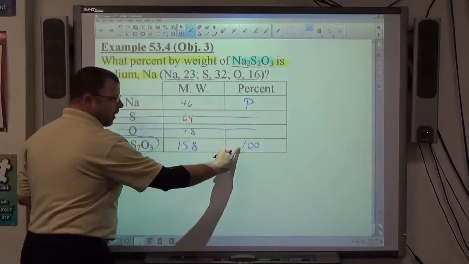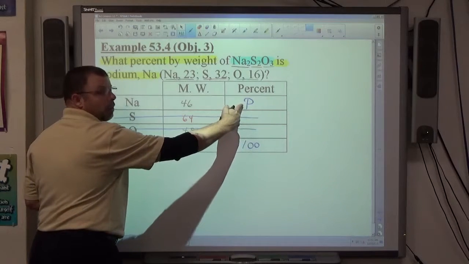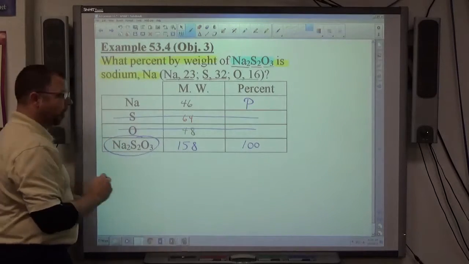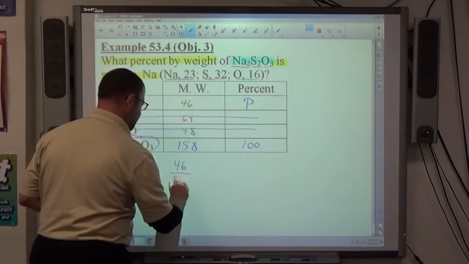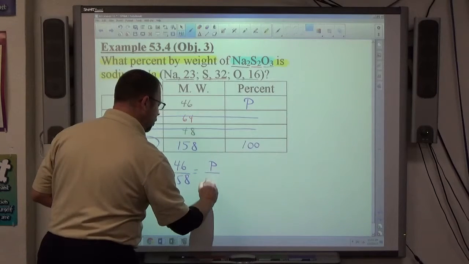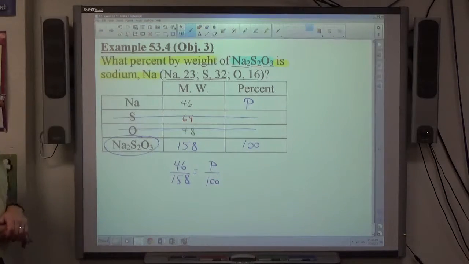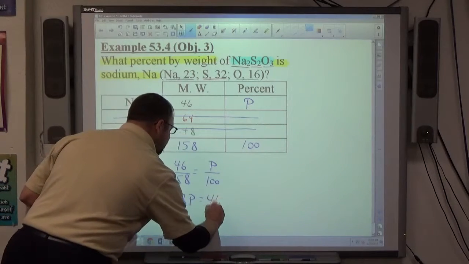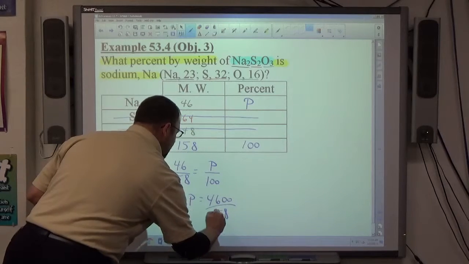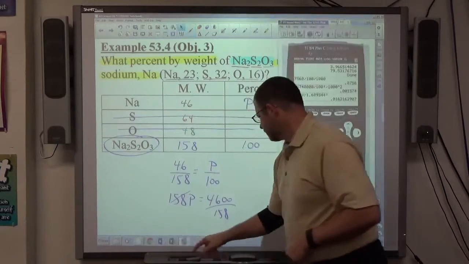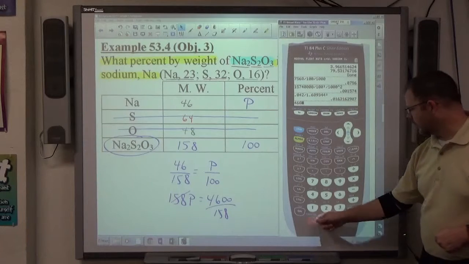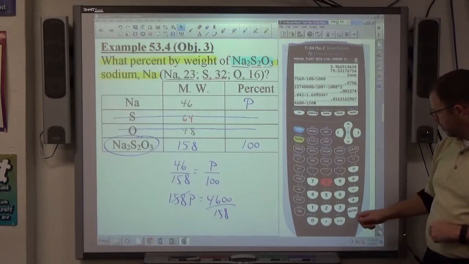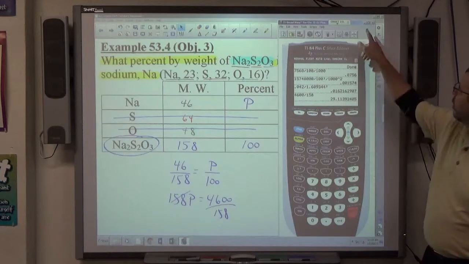So the entire molecule is 100% of the weight. The sodium is only a part of the percent of the weight. 46 is the weight of the sodium. 158 is the weight of the whole thing. So 46 over 158 is going to equal the percent weight of sodium over 100. And then it's just a cross multiply problem. So 158p is equal to 4,600, so p is 4,600 divided by 158. And we type in 4600 divided by 158, and we get 29.11%.